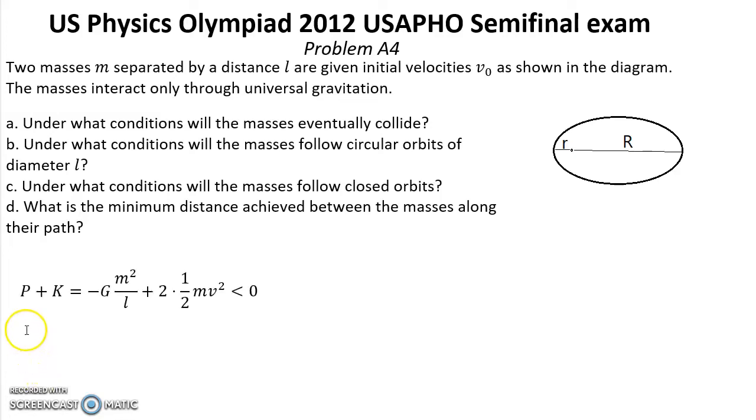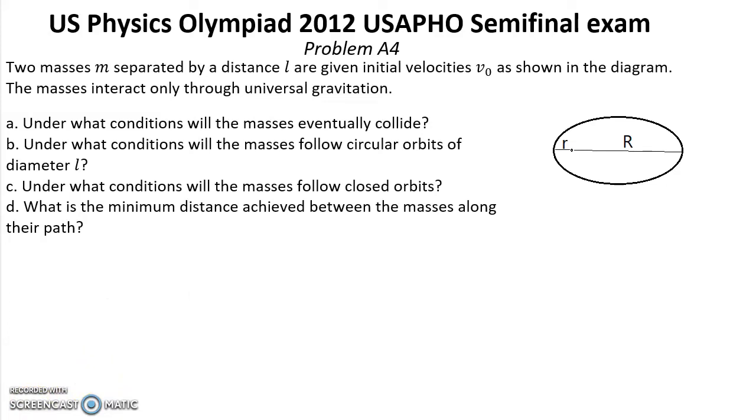We have total energy equal to potential energy plus kinetic energy, which is negative G M squared over L plus 2 times kinetic energy. And this must be less than zero. From here we can find that velocity must be less than the square root of G M over L. That was the answer for question C.